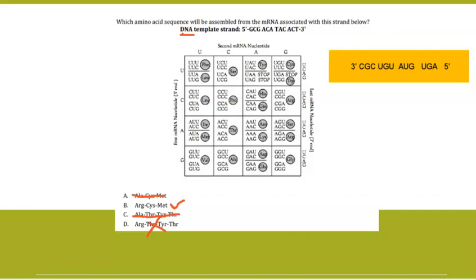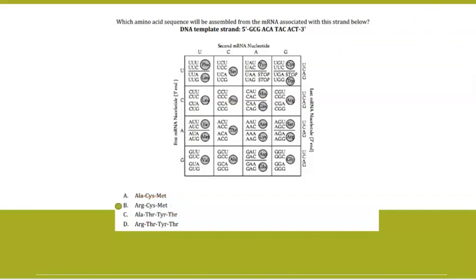Okay, so I hope it is clear now how to read the genetic code and how to figure out what amino acids they are coding for. With this, I would like to stop this particular topic.